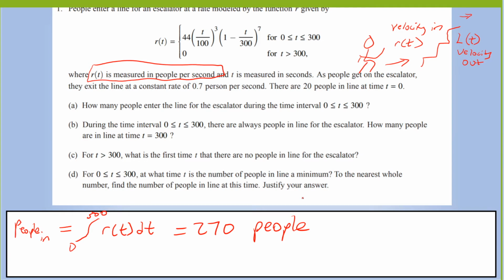Again, because we integrated, we multiplied our units together. So RT was people per second, and we just multiplied by dt, which is your change in seconds. So our seconds will cancel, and we'll be left with people for our units.